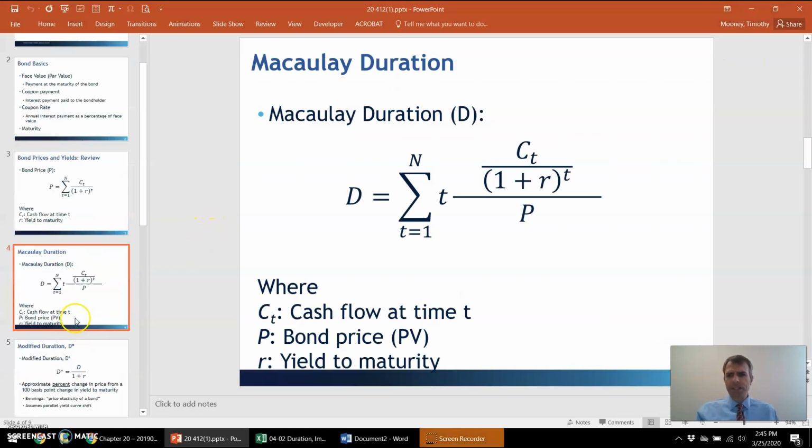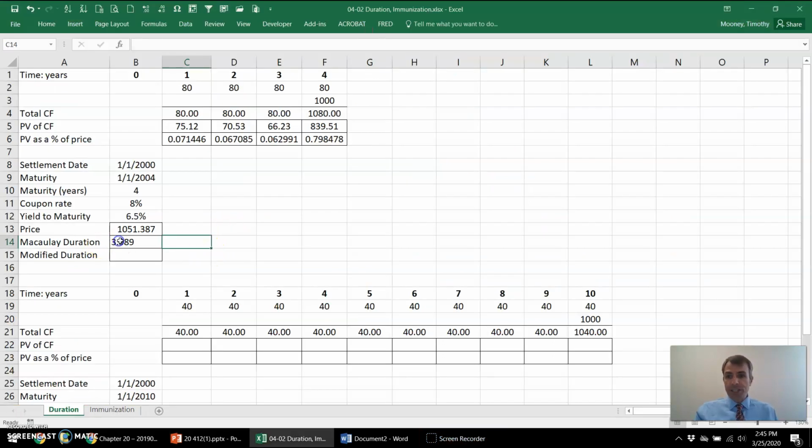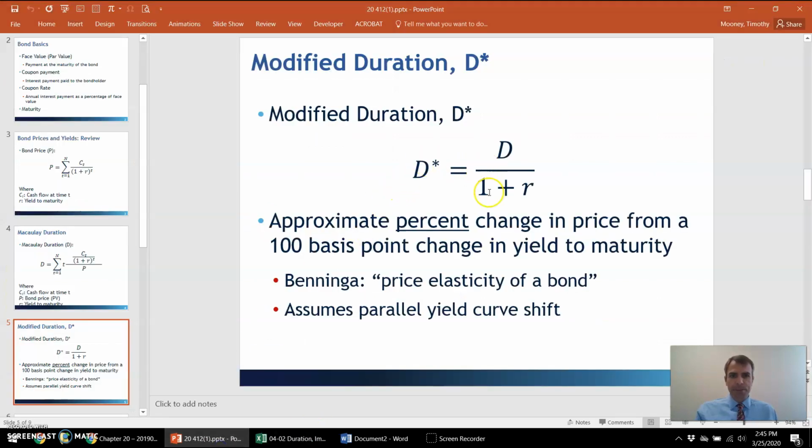That's the Macaulay duration. Let's move on and talk about modified duration, which is a more heavily used duration measure and a more tangible measure of interest rate risk. So if we take the Macaulay duration, D, in the terminology of the notes, and divide it by 1 plus the discount rate, that's the modified duration, D star. This is a measure of interest rate sensitivity, and it's like an elasticity. Benninga, the textbook author, calls it the price elasticity of a bond. I've never heard anyone call it that in the industry.